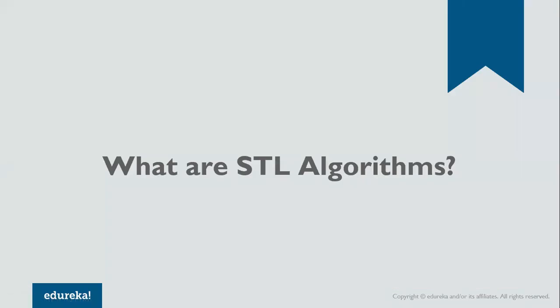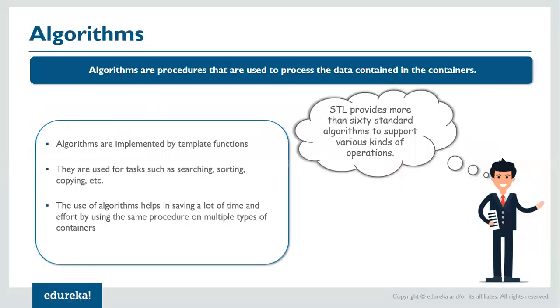So what are STL algorithms? Let's begin our discussion with that. So what is an algorithm? Algorithms are procedures that are used to process the data contained in the container. So we know there are a number of containers available in C++, vectors, lists, and other containers, right? So algorithms are basically functions or procedures which work on the data which is stored in the container.